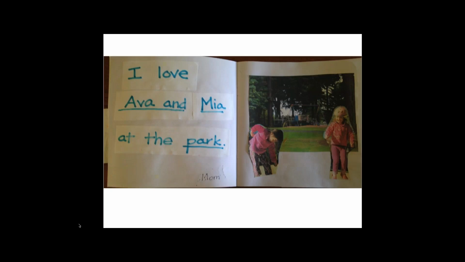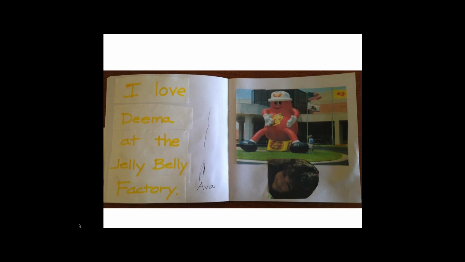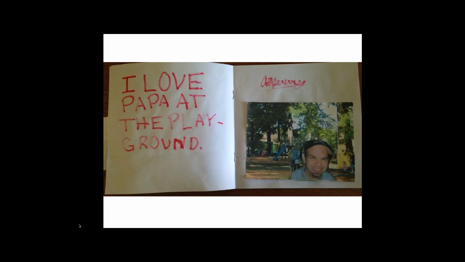So this is just a homemade version from a really extraordinary family in California. They were using the carrier phrase, I love, and they were adding in people and places. So I love, this is obviously a more complex one, but I love Ava and Mia at the park. I love Dima at the Jelly Belly factory. I love Papa at the playground.